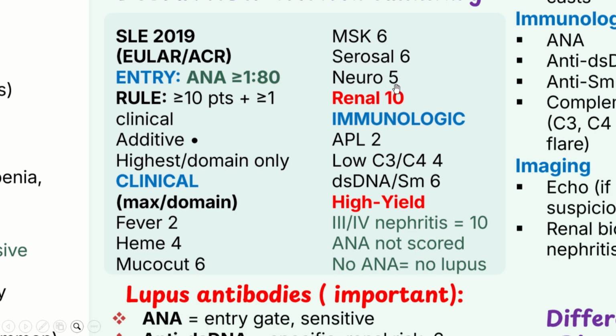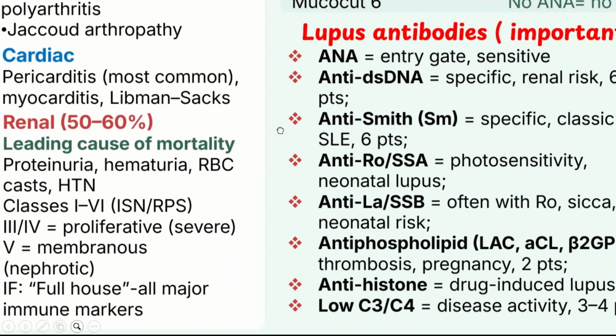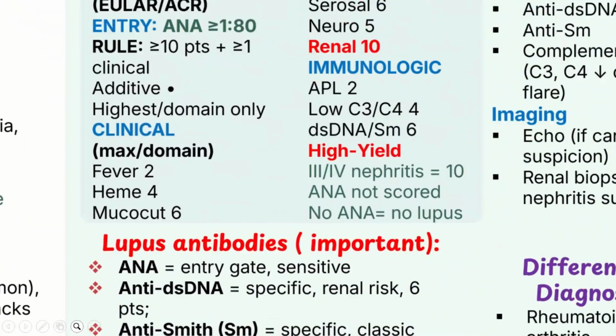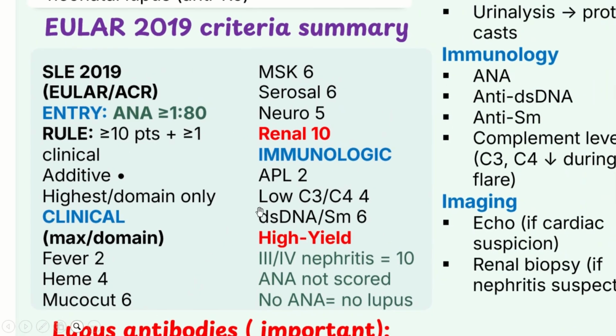Then when you look at renal, renal is different. Renal alone is able to even diagnose someone with lupus. Someone with a positive ANA who is having a class 3 or class 4 SLE nephritis is already having a 10. They're going to already be considered as having lupus.